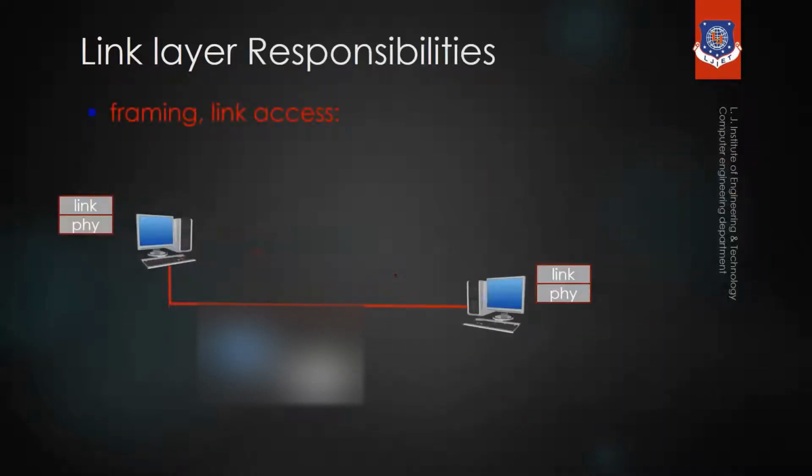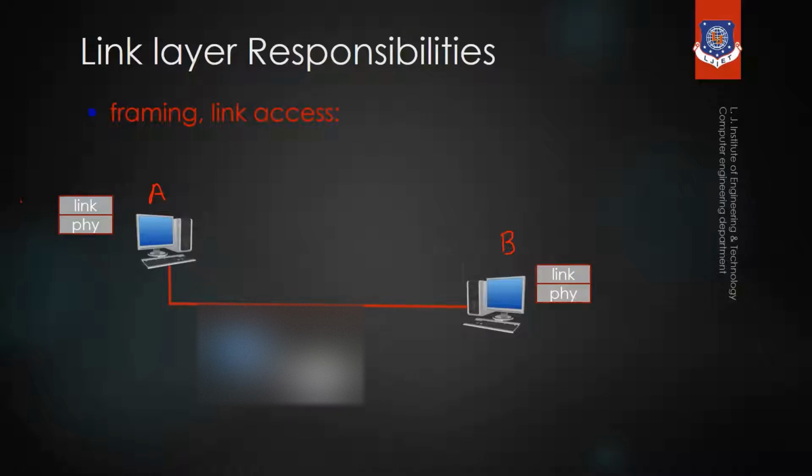Now let's discuss different responsibilities of data link layer. And the first responsibility is framing. In the figure, there is a device A that wants to send data to device B. Now we are discussing the responsibility of data link layer, so we will consider the layers up to the data link layer. So now you can see there are only two layers.